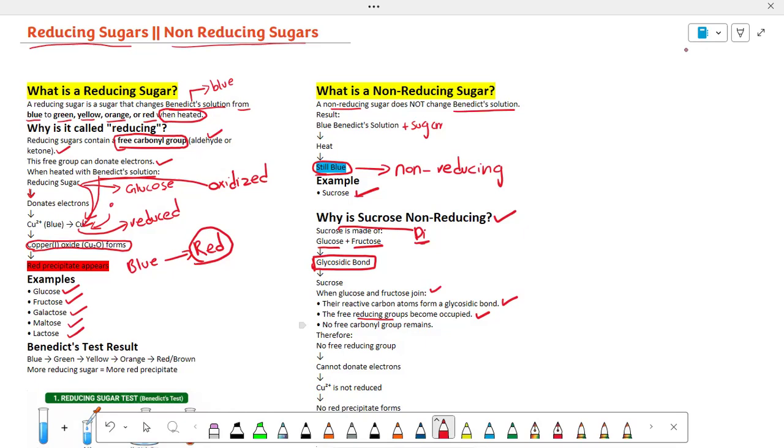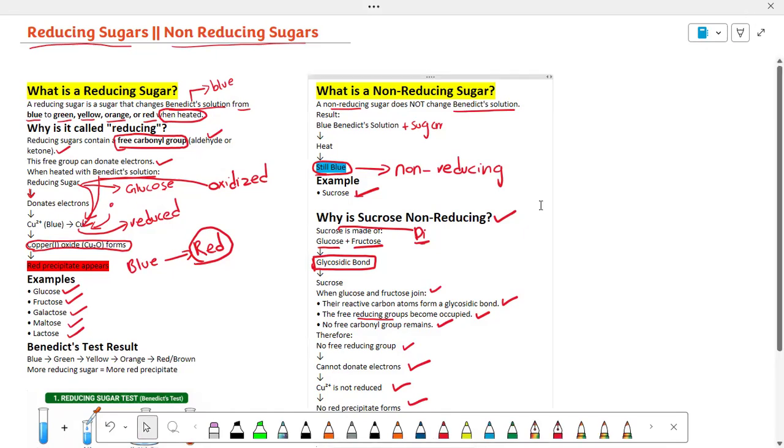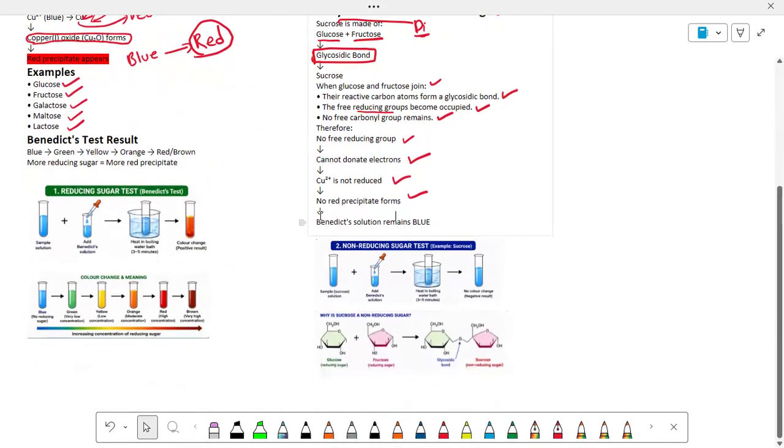So no free carbonyl groups remain. Therefore, there is no free reducing group. It cannot donate electrons, and the copper ion is not reduced, so no red precipitate forms. So that is the reason behind the concept of reducing sugar and non-reducing sugar.